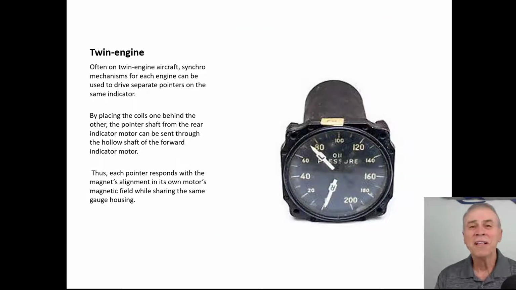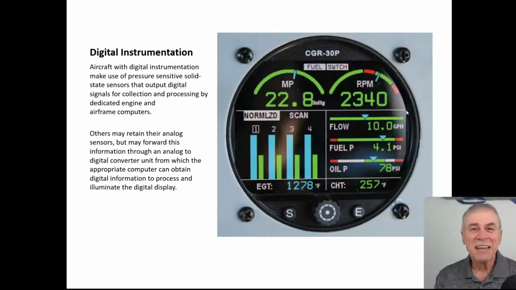And as you can tell by the picture of the instrument, it's in the older aircraft. Here, this might be a little bit more of what you will actually be seeing. Basically, if your aircraft has digital instrumentation, it makes use of pressure-sensitive solid-state sensors that output digital signals for collection and processing by dedicated engines and airframe computers.